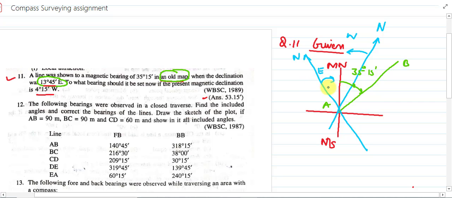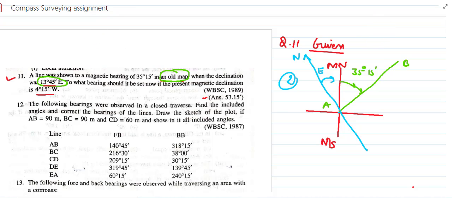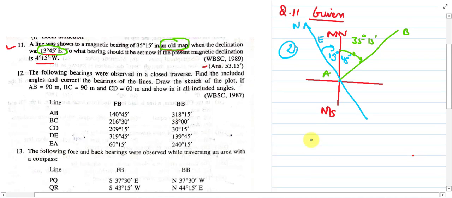In both cases, we just take one case, and that is case number 2, because when we draw the true meridian in our second quadrant, it shows that the magnetic meridian will be in the north direction. So according to the question, we apply the second method. So this angle is 13 degree 45 minute.